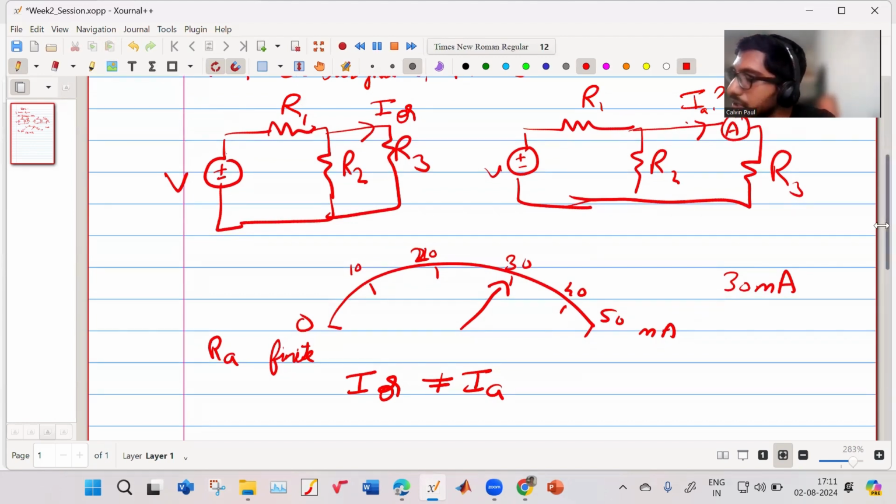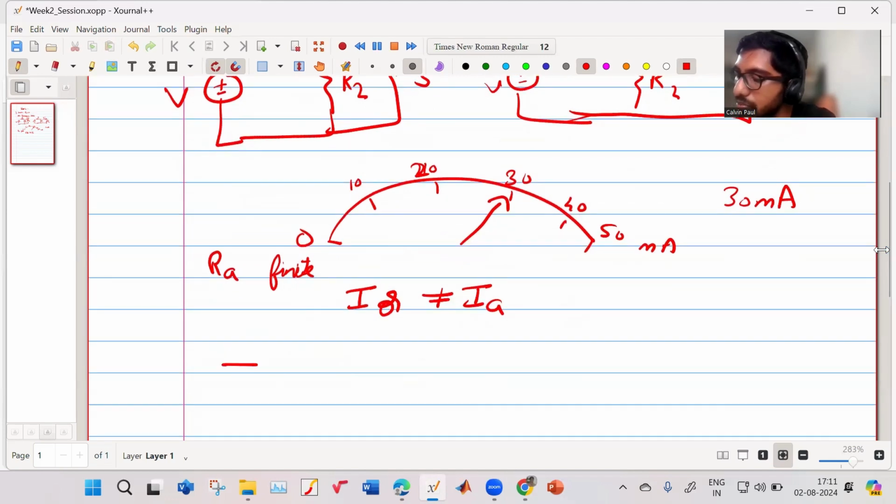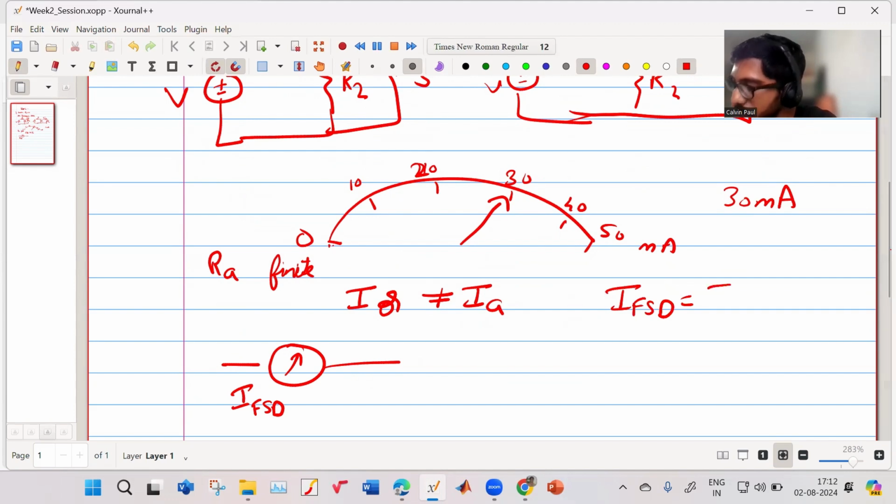Now another part which Sir has taught is, suppose you have a PMMC instrument, and there is something known as full scale deflection. If you see this scale that starts from 0, 10, 20, 30, 40, 50, the I full scale deflection of this particular ammeter is 50 milliampere. Once you see that your ammeter is rated only for 50 milliampere, you must connect it in a circuit and make sure that the maximum current which can flow through the ammeter is only 50 milliampere.